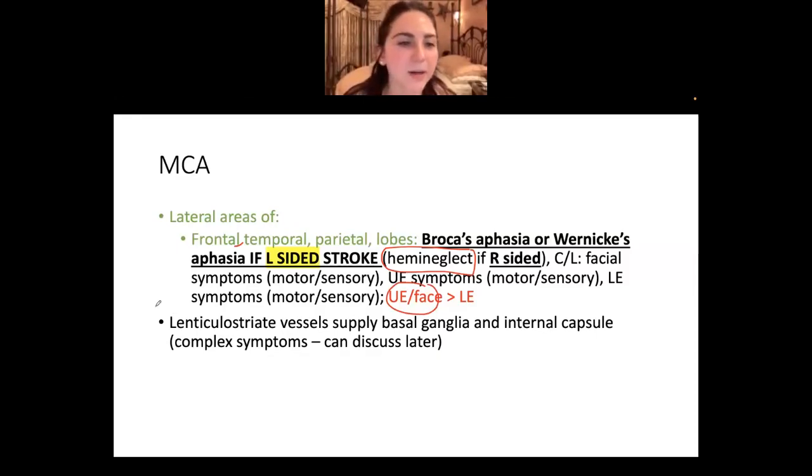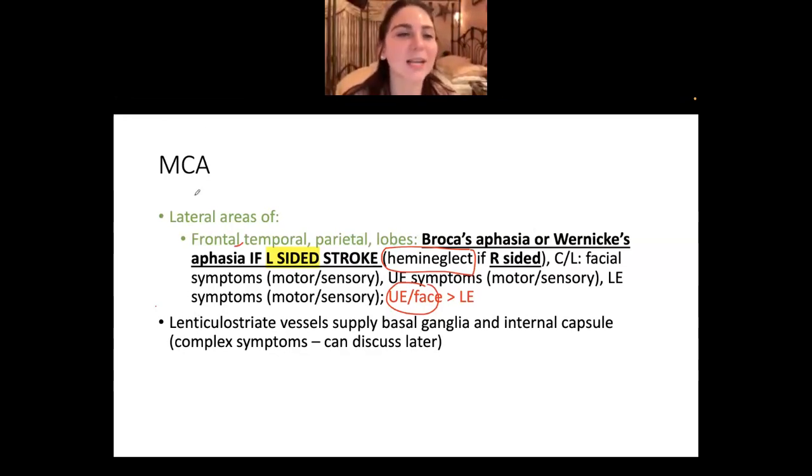And then I have here, there are branches of the MCA called lenticulostriate vessels. These are going to supply the basal ganglia and the internal capsule. I ended up putting slides on that in here, but I think I'm going to do it later because it is complex. The symptoms are super complex. I think I want to save it for another day.